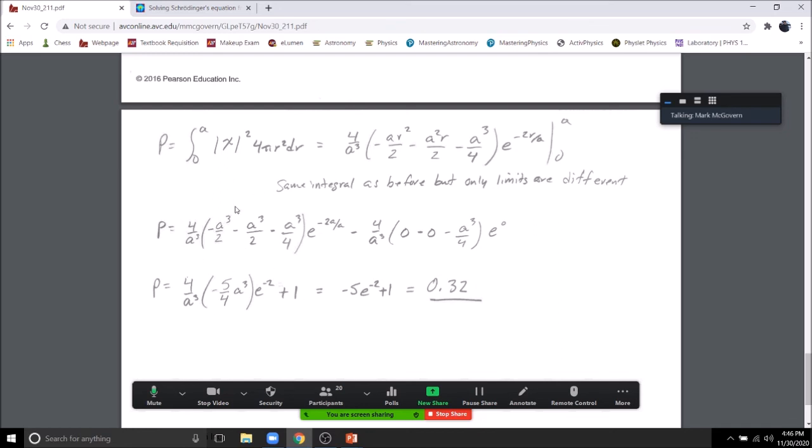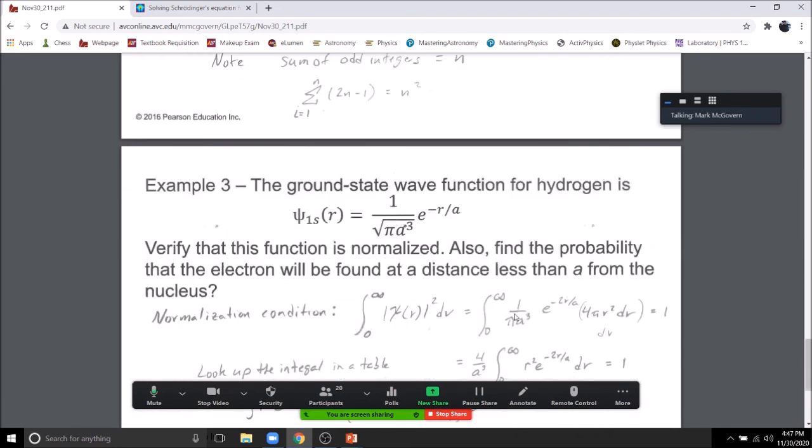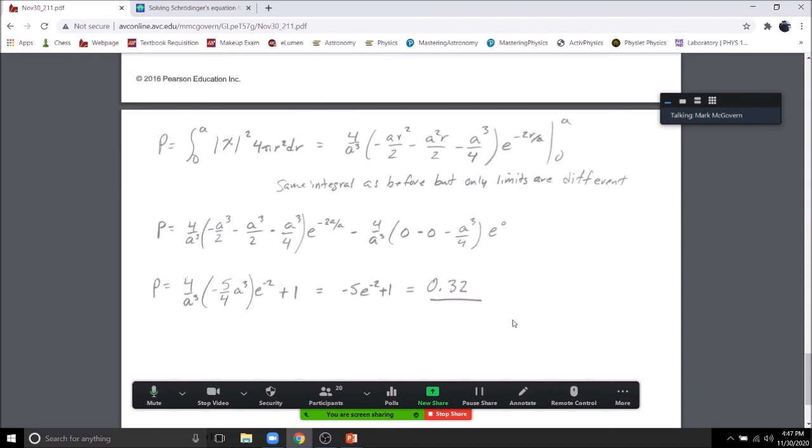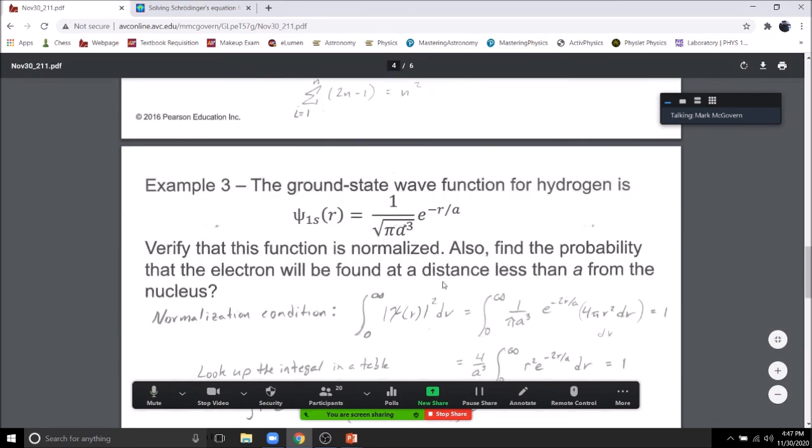So this first part here is the a limit. The second part is the 0 limit here. This whole thing on the end becomes 1. And then we have a term over here, which turns out to be negative 5 e to the minus 2. We evaluate that and we get 0.32. So what this is saying is that at the r equals a level, that's the Bohr radius, 1/3 of the time it's located within the Bohr radius of the nucleus, and 2/3 of the time it's located outside of that. And that's what these wave functions are telling us.